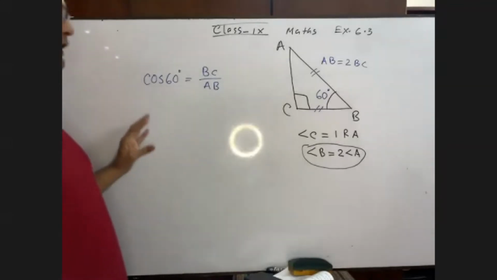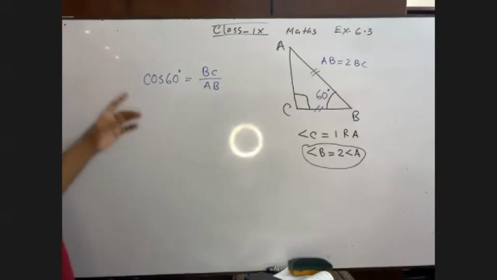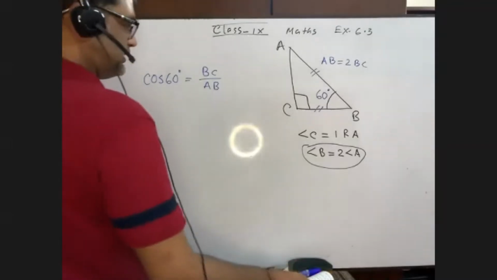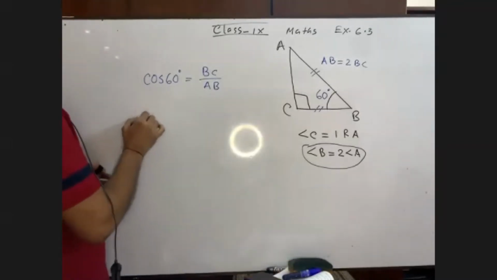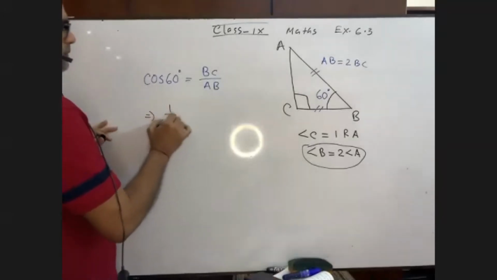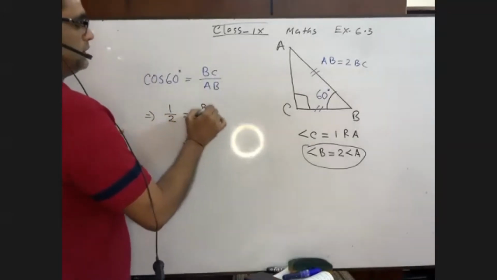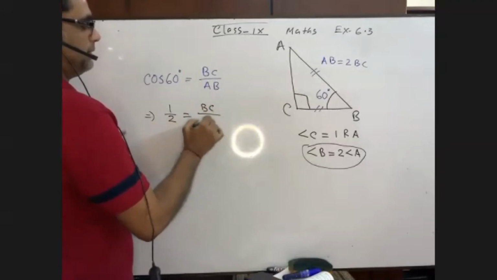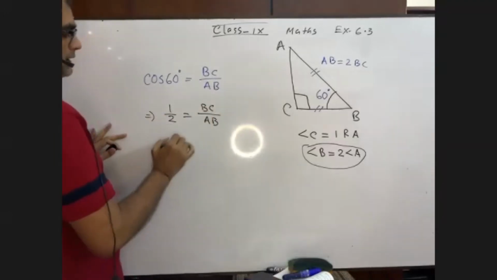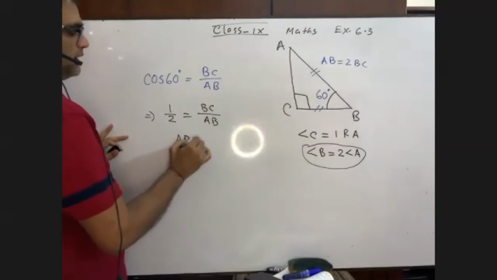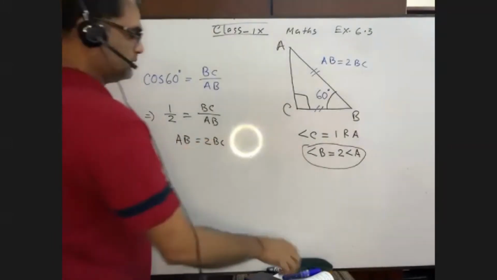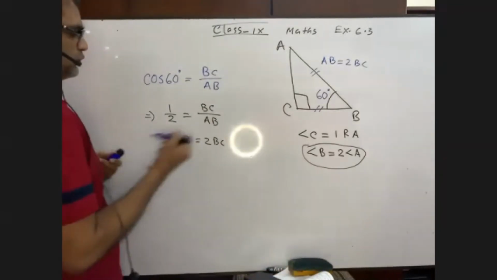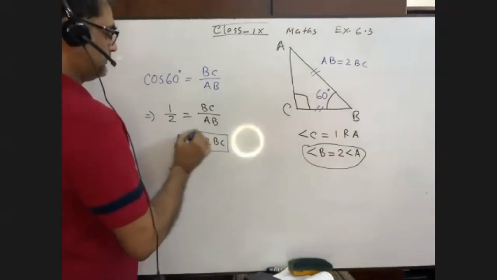All of you use a calculator. What is the value of cos 60 degrees? It is half. Half is equal to BC by AB. Now we can write AB equals 2BC. And we were told to prove this, that AB equals twice BC. And it is done.